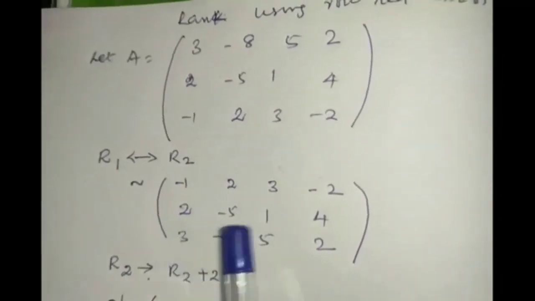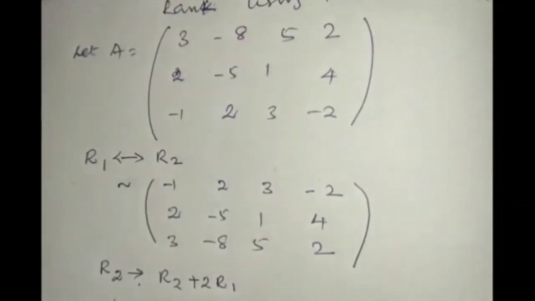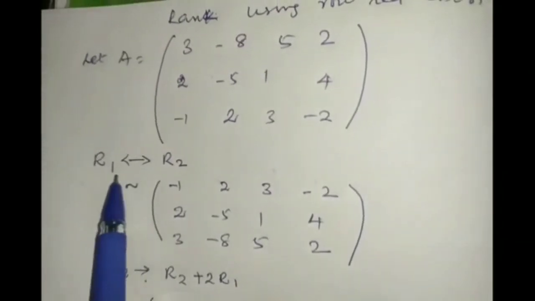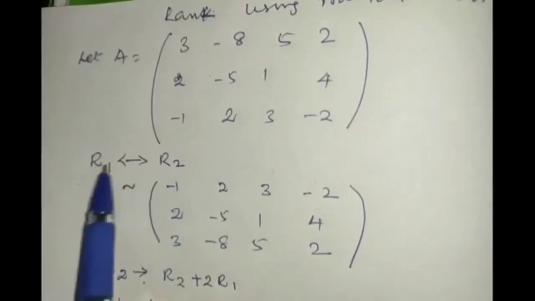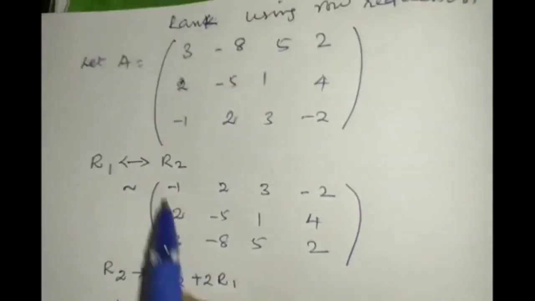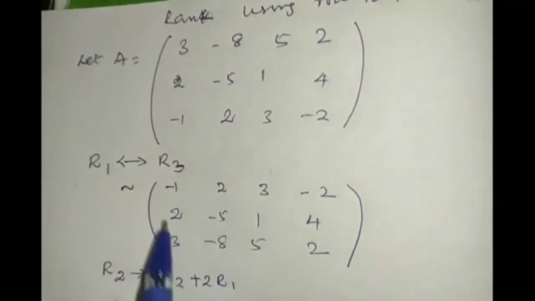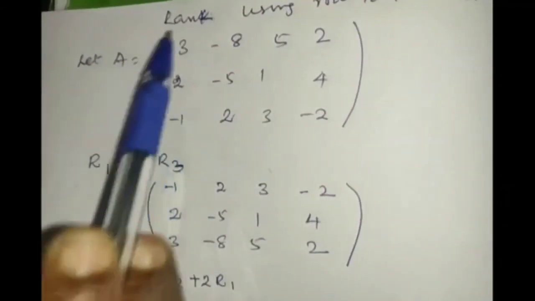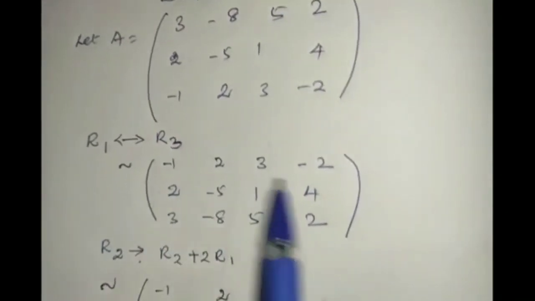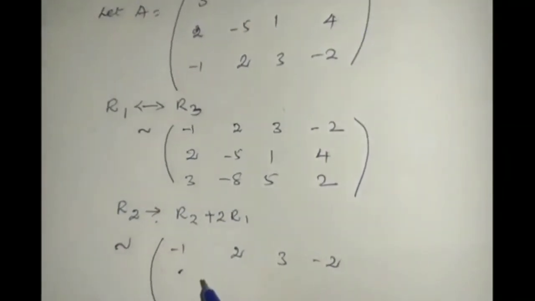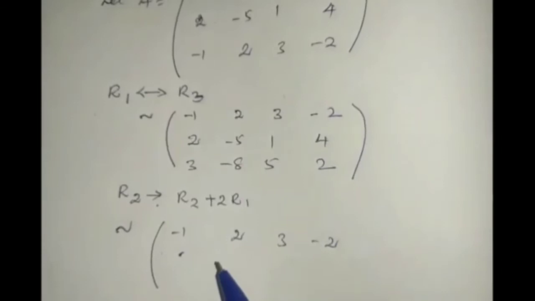So first we are going to bring this to the row reduction, that is row echelon form. The first elementary transformation is row 1 interchanged with row 3. So row 1 comes down, row 3 goes to row 1. So we interchange those two.